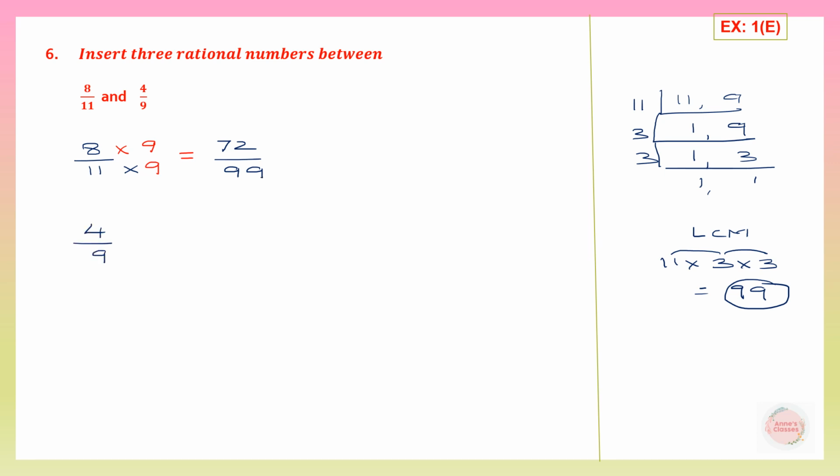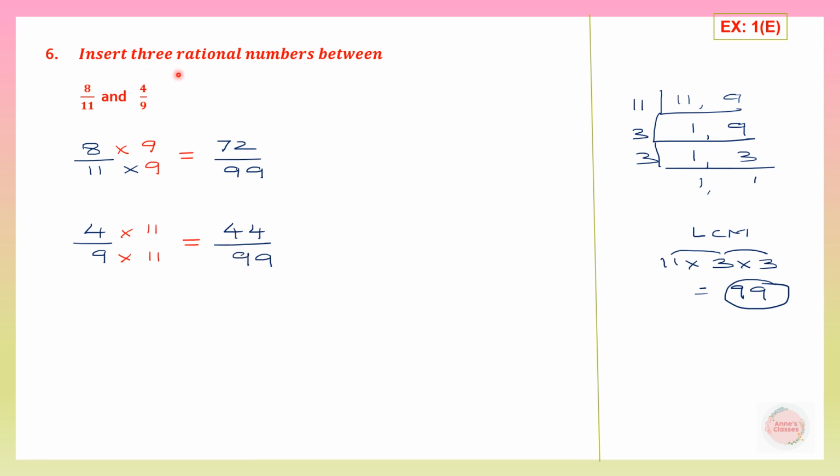Here the denominator has to become 99, so multiply it by 11. Multiply this also by 11. So here what do we get? 4 into 11 is 44 and 9 into 11 is 99. So now between 44 by 99 and 72 by 99, there are many rational numbers. You can have 45 by 99, 46 by 99, 47 by 99, right up to 72 by 99. You can have any number of rational numbers.